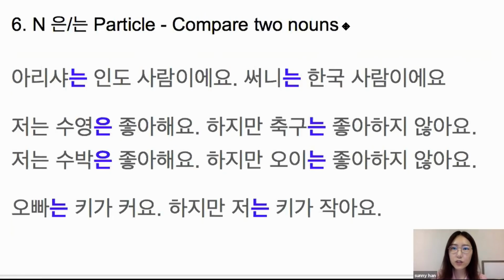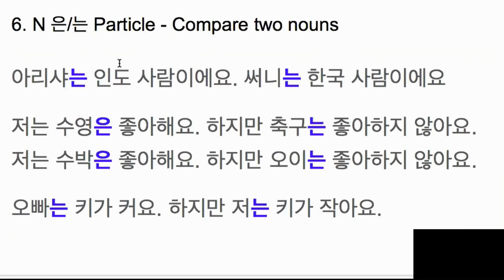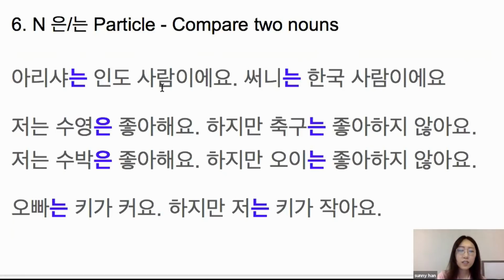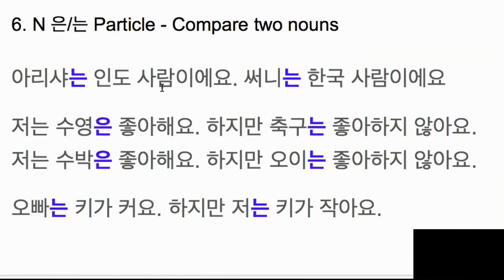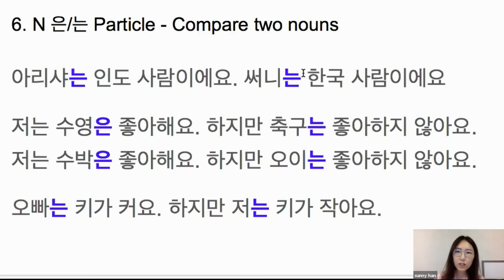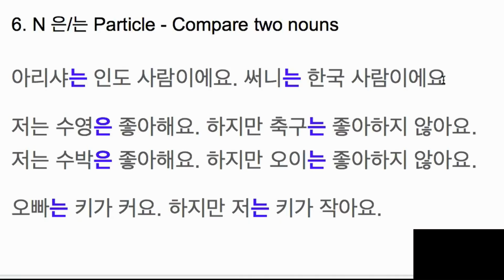Then, when we compare two nouns, we use 은/는. 아리샤 is an Indian person, right? 인도 사람이에요. But Sunny is a Korean person. 아리샤는 인도 사람이에요. 써니는 한국 사람이에요. So, 아리샤는 인도 사람이에요. 써니는 한국 사람이에요.